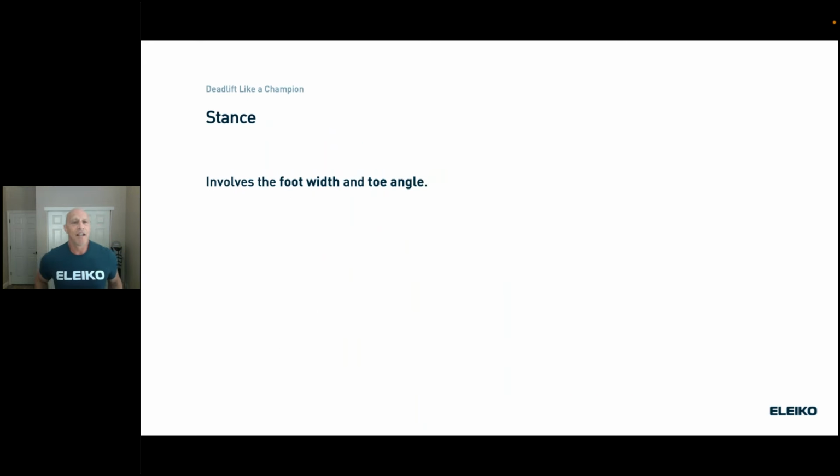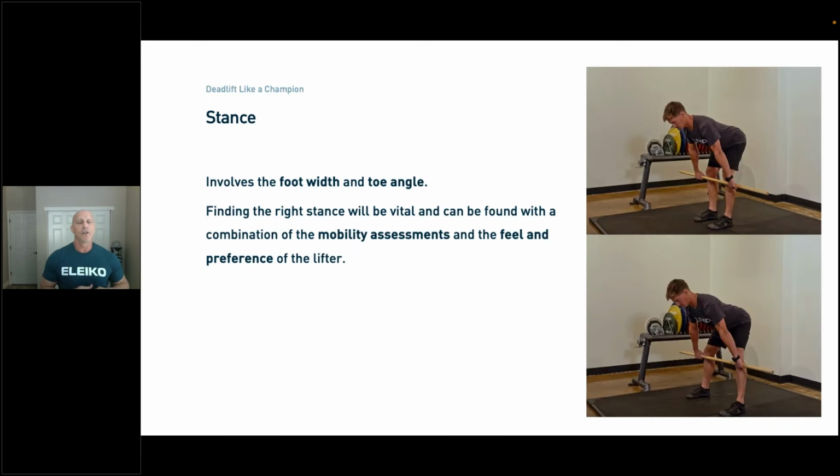All right, from the stance, this is going to involve foot width and toe angle. When we look at foot width and toe angle, that's going to depend on obviously what style of deadlift you're going to do. And there's a debate, because you have some people that say you have to do sumo if you're going to lift heavy, and other people that say no, that's not true. I'm of the people who say that's not true. You don't have to lift sumo to lift heavy.